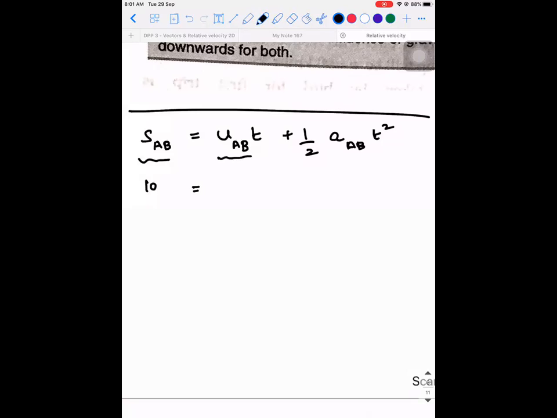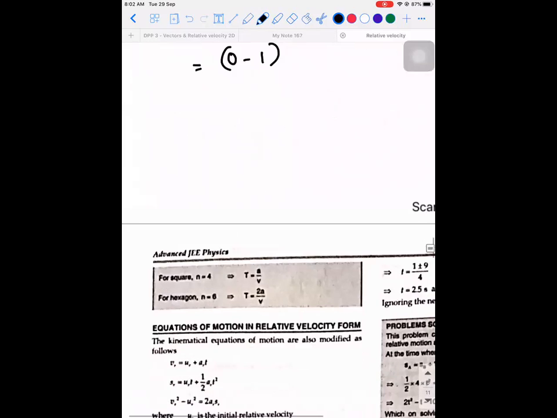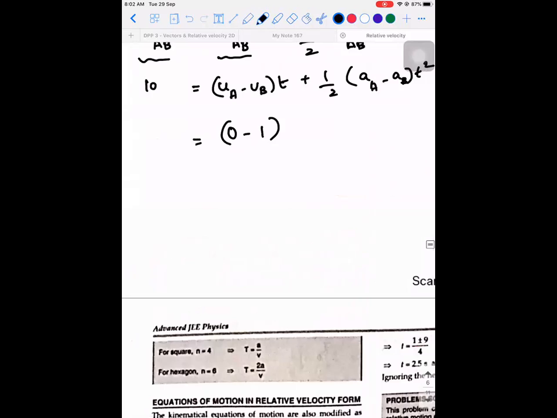What is the initial velocity between A and B? Since no information related to A's initial velocity is given, you can take UA to be 0. So it is UA minus UB, the whole multiplied with t, plus half into acceleration of A minus acceleration of B, t square. So UA is how much? 0, minus what is the value of UB? 1, because it is moving with a constant speed of 1 meter per second. 0 minus 1 into t plus half into what is the acceleration of A, guys? 4 minus acceleration of B, which is 0, into t square.